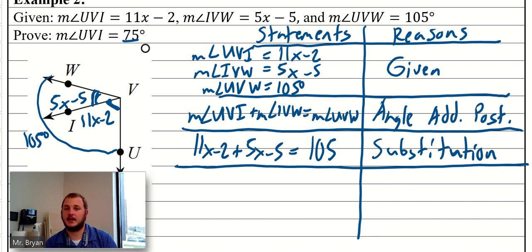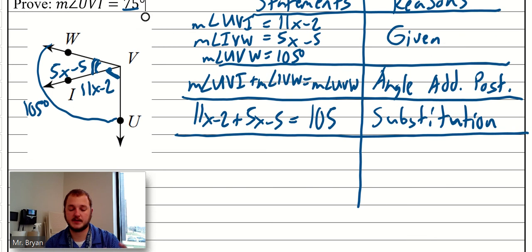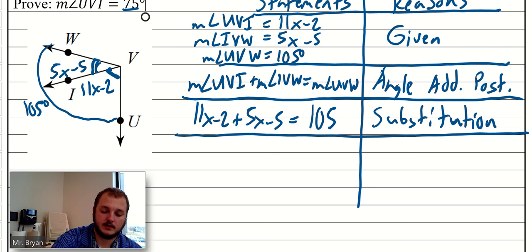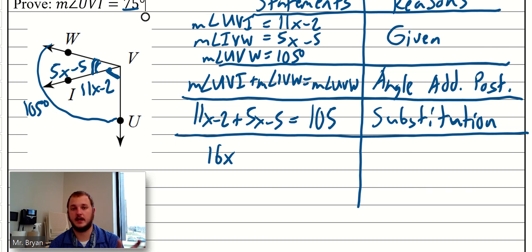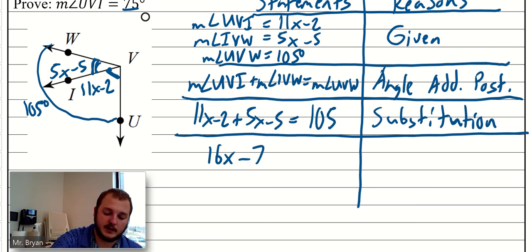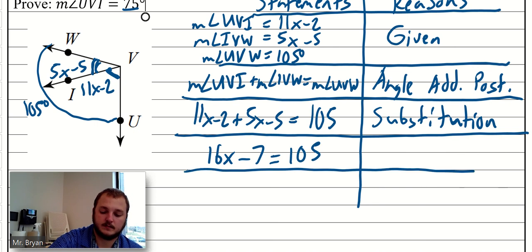And now we're back to algebra. Now we can just solve algebraically like we did on the last lesson. So we have this here. We have these things on the same side of the equation. I can just add those together. So 11x plus 5x is going to give me 16x. And then negative 2 and negative 5 combined together, it's going to give me negative 7. And then the 105 doesn't change.